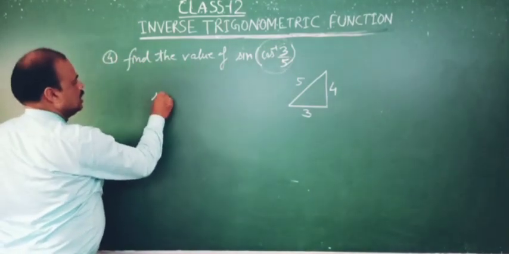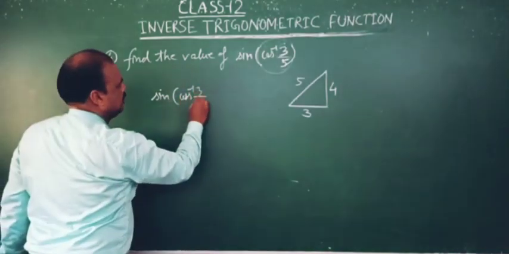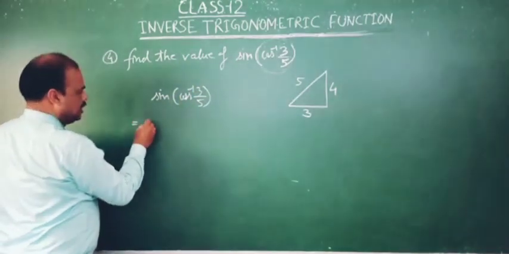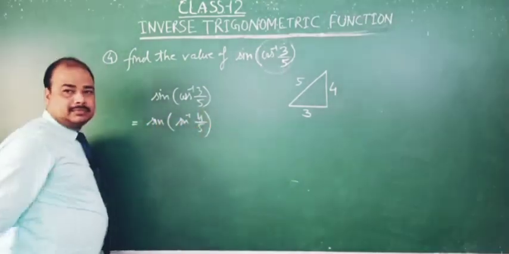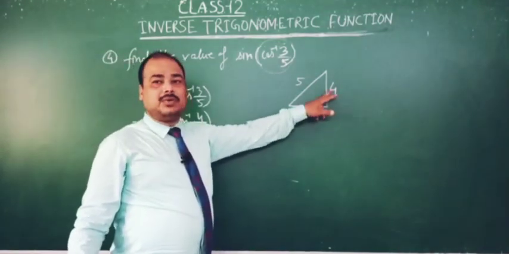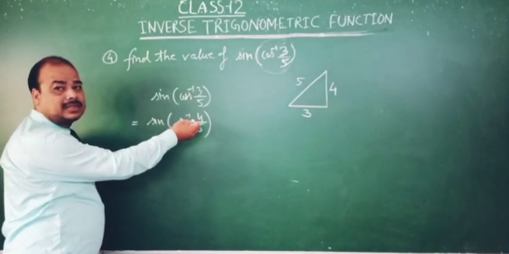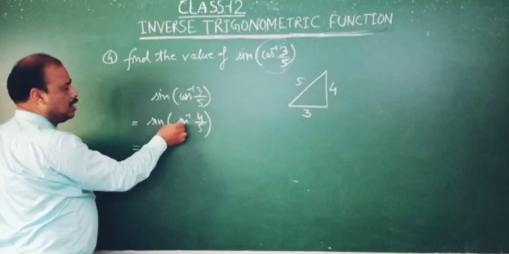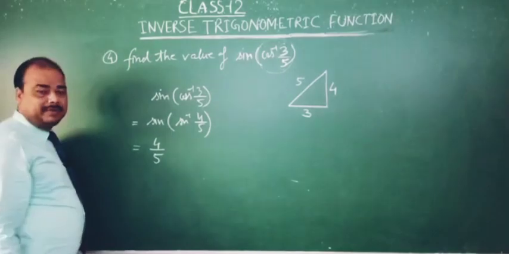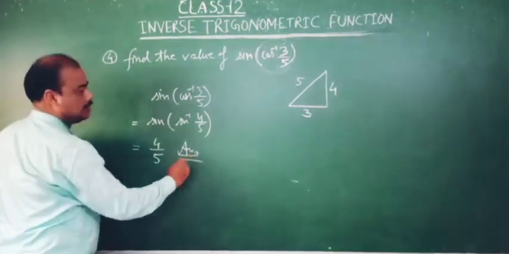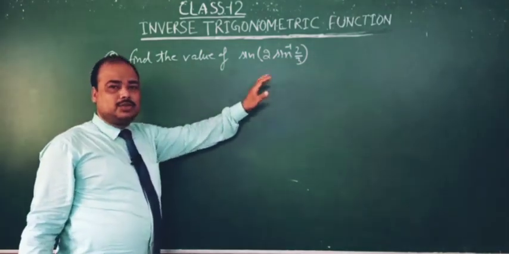It means cos inverse 3 by 5 is written as sine inverse 4 by 5. Sine is the ratio of perpendicular and hypotenuse, it means 4 by 5. We know that sine inverse sine x equal to x. So the value of this inverse trigonometric function will be 4 by 5. This is the answer.